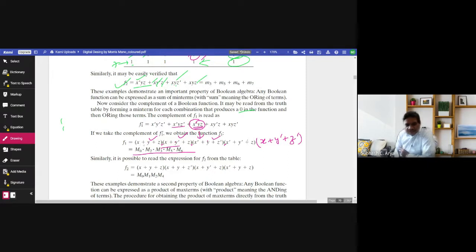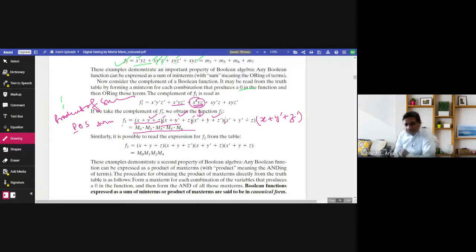So now this F1 is represented in your max term. Max term is nothing but a product of sums. You see these terms are expressed in sum form, however these are all product. So product of sums, product of sums.